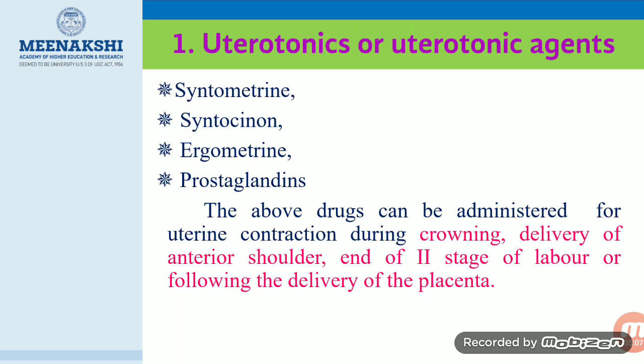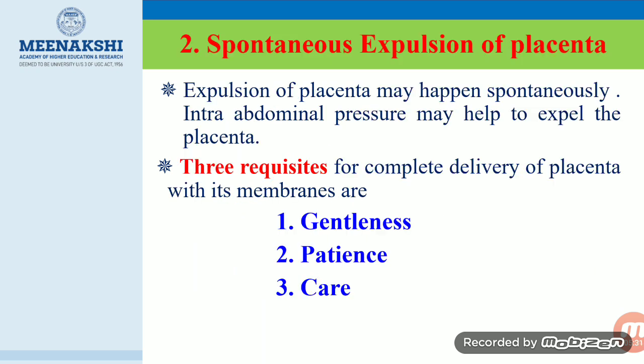The uterotonics or uterotonic agents. The drugs such as syntometrine, syntocinon, ergometrine, prostaglandins, which can be given for uterine contraction either during crowning or delivery of the anterior shoulder or end of the second stage of labor or even following the delivery of the placenta. The second management is spontaneous expulsion of the placenta.